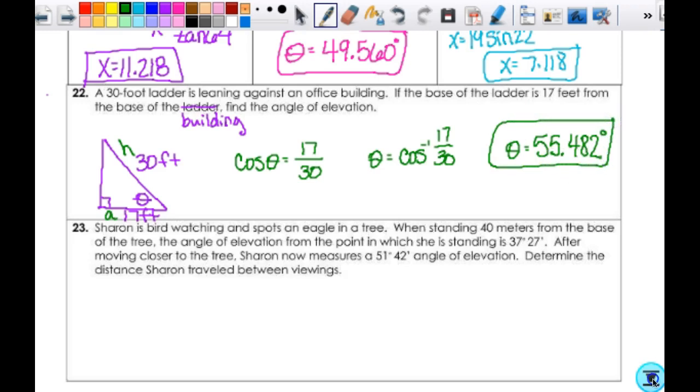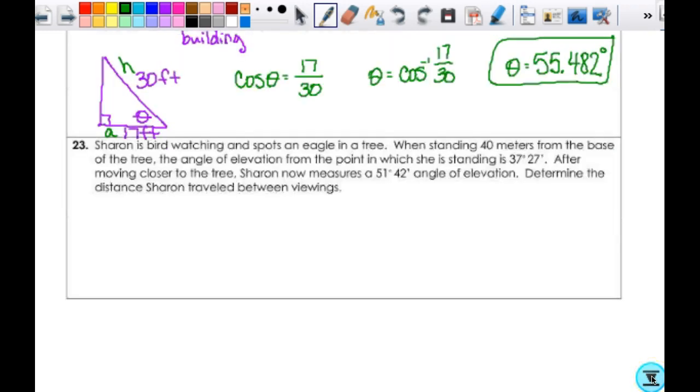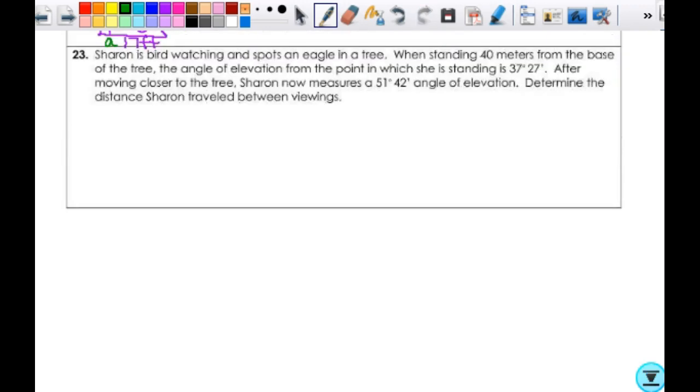Okay. Sharon is bird watching and spots an eagle in a tree. When standing 40 meters from the base of the tree, the angle of elevation from the point in which she is standing is 37 degrees 27 minutes. After moving closer to the tree, Sharon now measures a 51 degree 42 minute angle of elevation. Determine the distance Sharon traveled between the viewings.